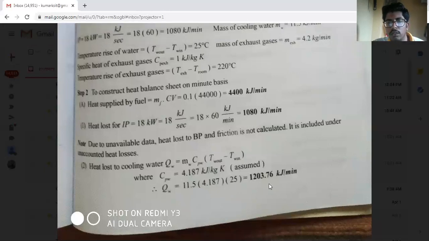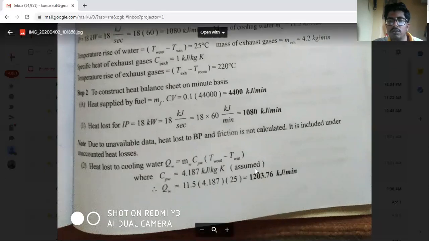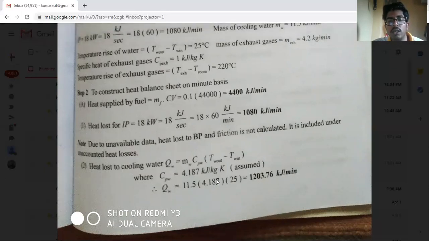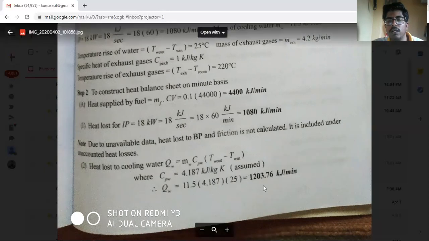We get 1203.76 kilojoule per minute. Here the mass is in kg, CP has the unit kilojoule per kg Kelvin, and the temperature is in degrees Celsius. The kg gets cancelled and the Kelvin gets cancelled. What remains is kilojoule per minute. So QW is in terms of kilojoule per minute.